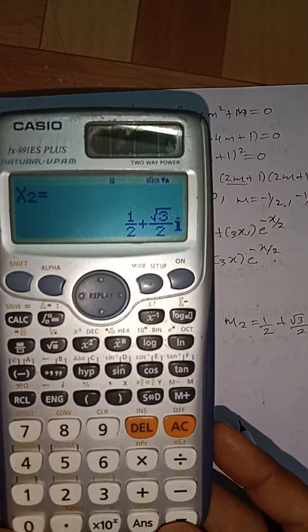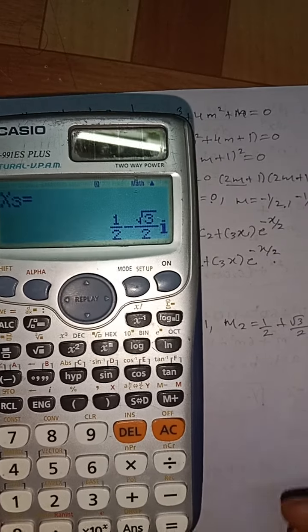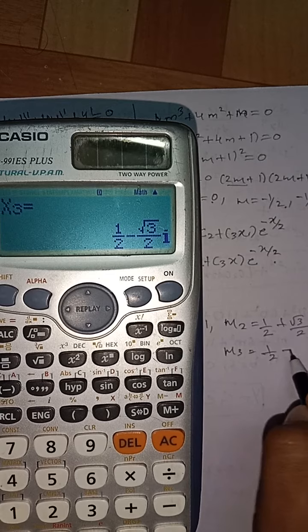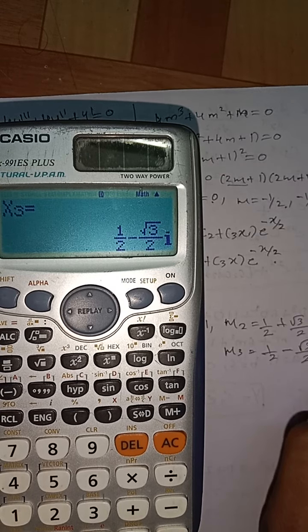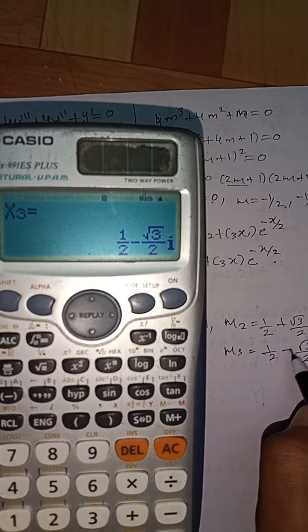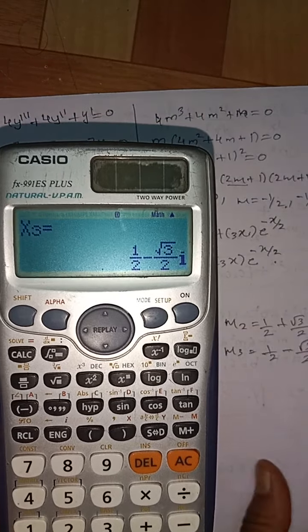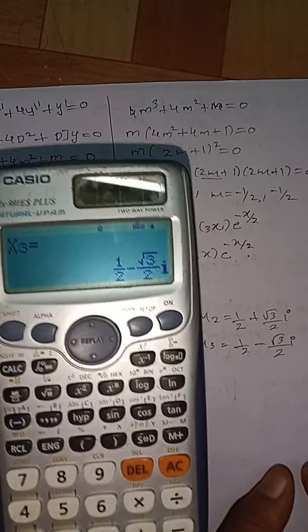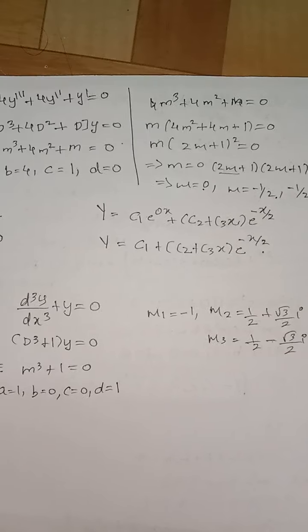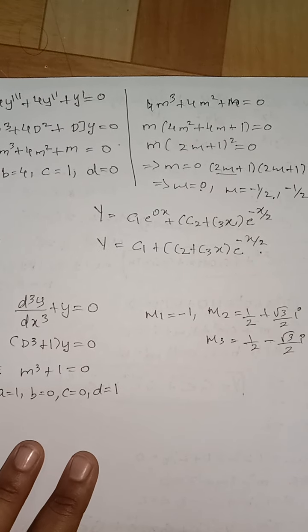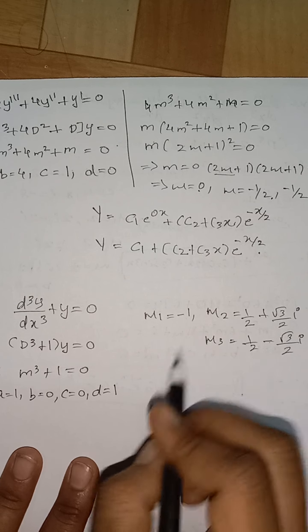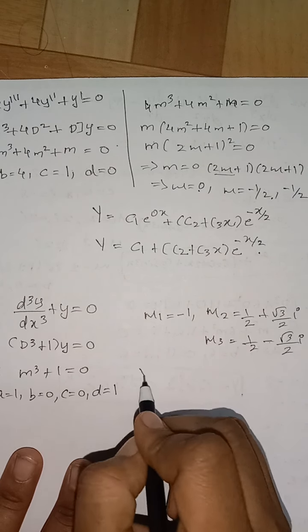Then again press equals to. It is showing the third root, m3, which is 1 by 2 minus root 3 by 2 i. So the complex roots are 1 by 2 plus or minus root 3 by 2 into i. Let us write the respective complementary function for this. One of the roots is minus 1 and the other two roots are complex roots. So how are we going to write the yc?